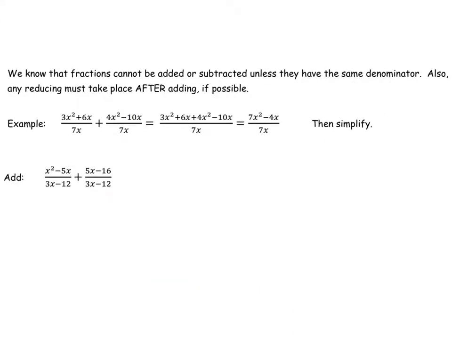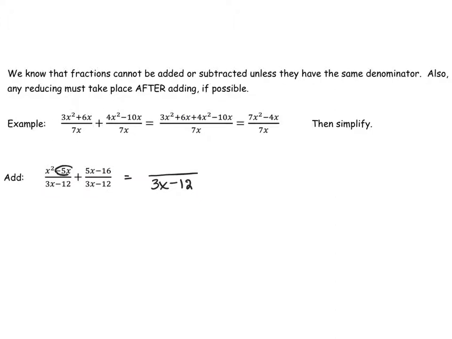Okay, so now we have a new one to practice. So we're looking at this one right here. First thing we know is that our denominator is going to be 3x minus 12. So then we want to look at our like terms. This is adding, and so we can just kind of take it across here.